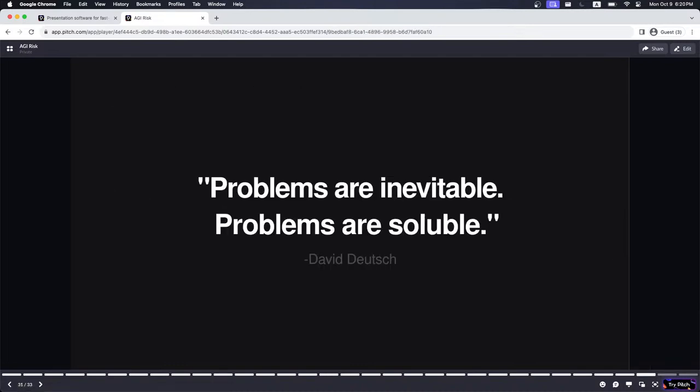I'll leave everyone with a quote from philosopher and physicist David Deutsch, where he describes his principle of optimism. He has two precepts in it. Problems are inevitable, and problems are soluble. Even though we know that problems will always happen, there is no law of physics that prevents us from aligning AI, and thus, we know that with the right knowledge, we will be able to align AI and create a good future.